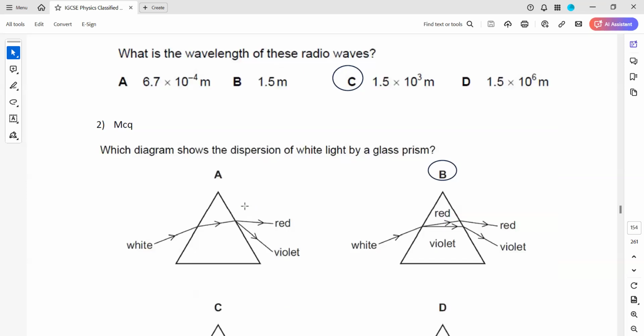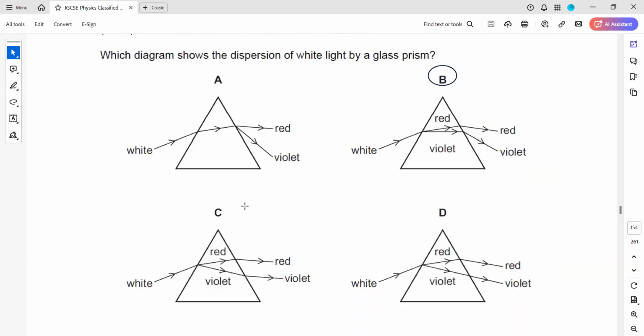The next is, which diagram shows a dispersion? Dispersion means when white light spreads into its components, in which the violet bends the most and red bends the least. This is wrong because there is no dispersion here. B is right because the violet speed decreases more than red. So violet bends the most and red bends the least.